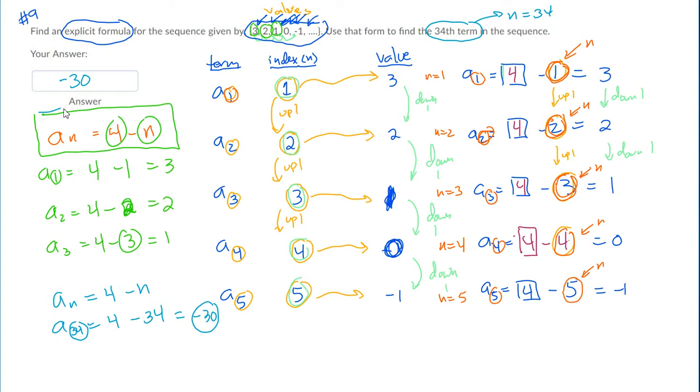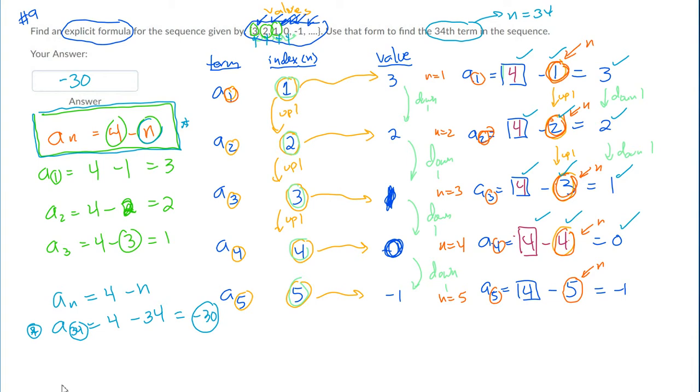So my formula to generate the terms, my explicit formula, is that the nth term is 4 take away the index number. 4 take away 1 would generate the 3 that they want me to get. 4 take away 2 would generate the 2. 4 take away 3 generates the 1. 4 take away 4 generates the 0, etc. Those are the numbers they wanted me to be generating. So this formula is generating them for me. I can then use that formula to figure out the value of the 34th term.